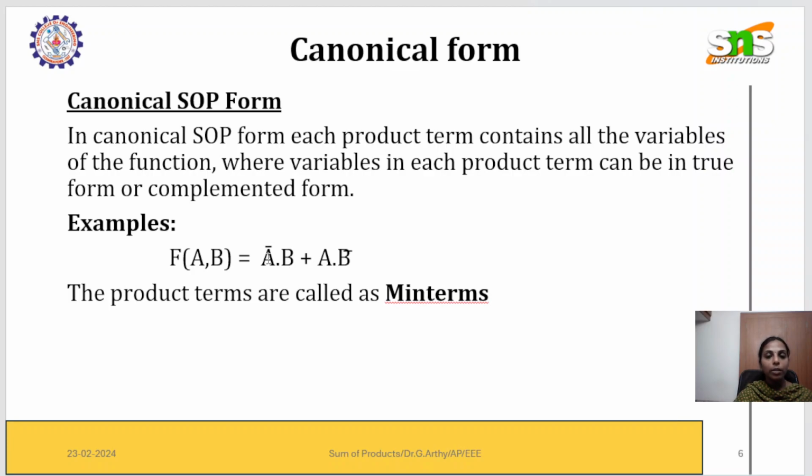And these terms in SOP, we are learning about sum of products. In sum of products, this term is known as min terms. So min terms should contain all the functional variables in a canonical form. So if all the functional variables are not available in all the min terms, then it is known as a non-canonical form.